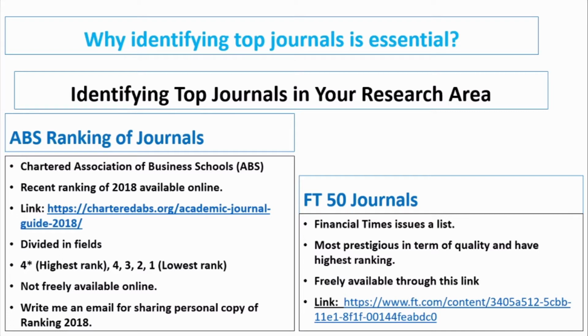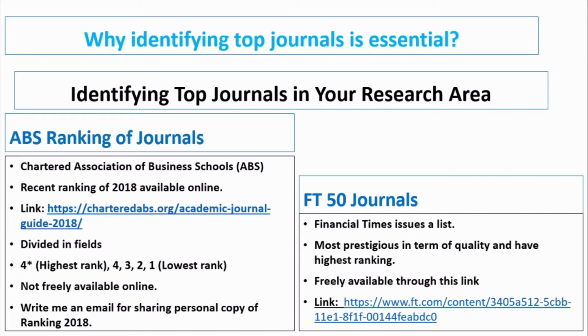So here I want to mention two important rankings. There are a number of rankings available, some based on impact factors, some based on regional ranking, but these two are considered most prestigious by the scholars and researchers. The first one is the ABS ranking of journals. It is issued by the Chartered Association of Business Schools. The recent ranking of 2018 is available.